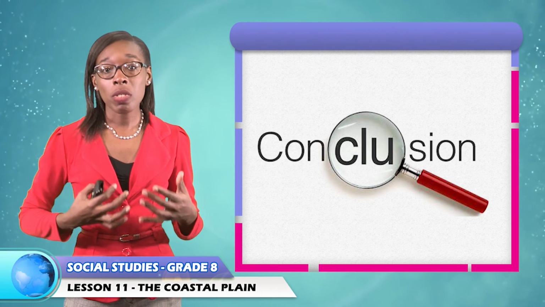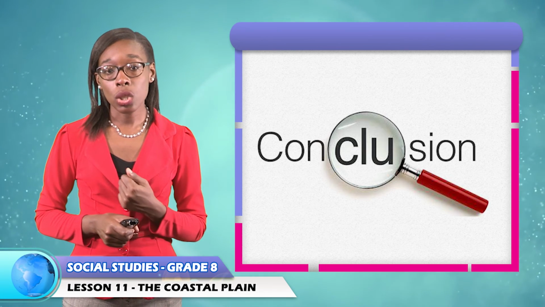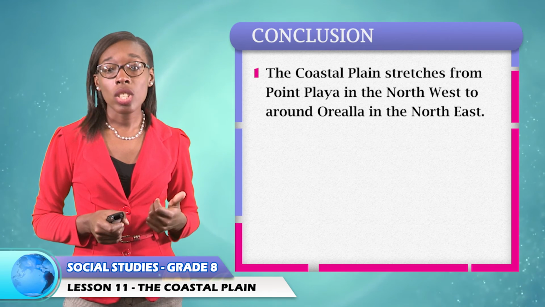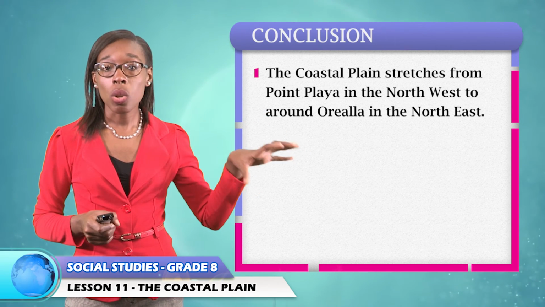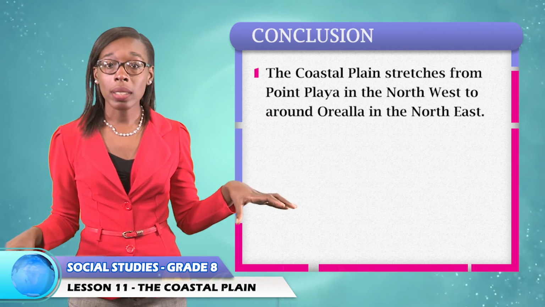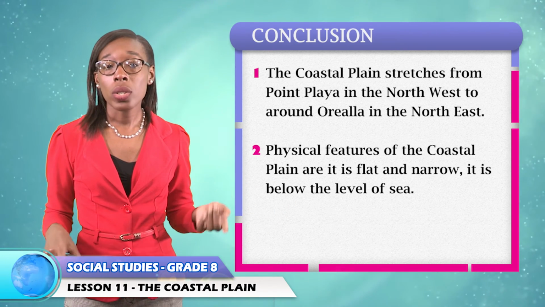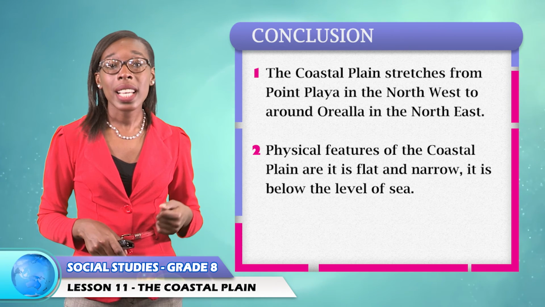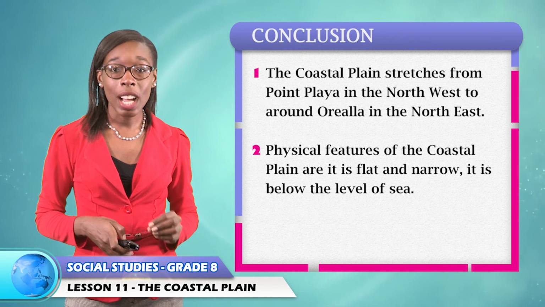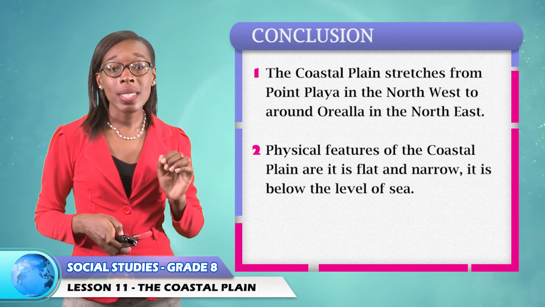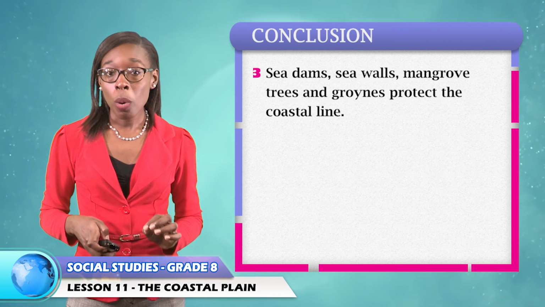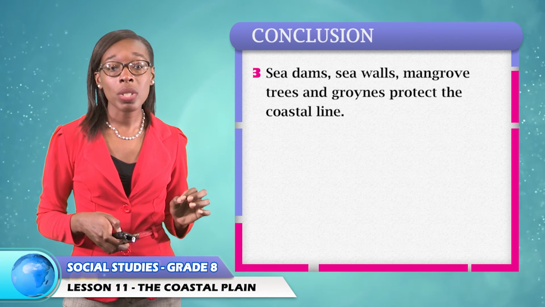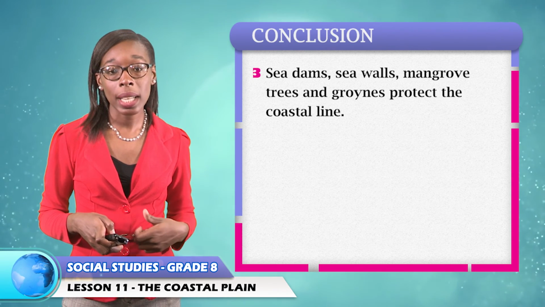So let's revisit some of the key points as we wrap up today's session. We learned that, 1, the coastal plain stretches from Point Playa in the northwest to around Orealla in the northeast. We also learned that the physical features of the coastal plain are that it is flat and narrow. It is below sea level. The third point that we learned is that sea dams, sea walls, mangrove trees, and groins protect the coastline.